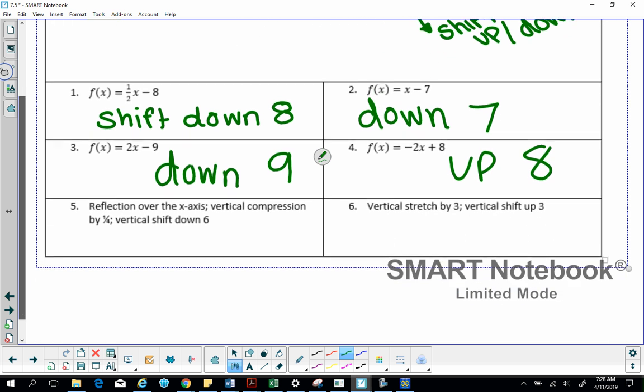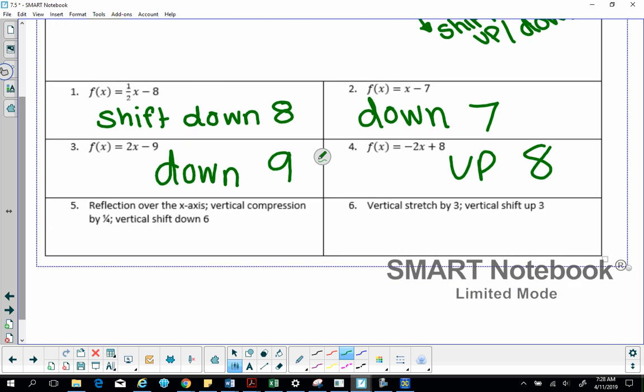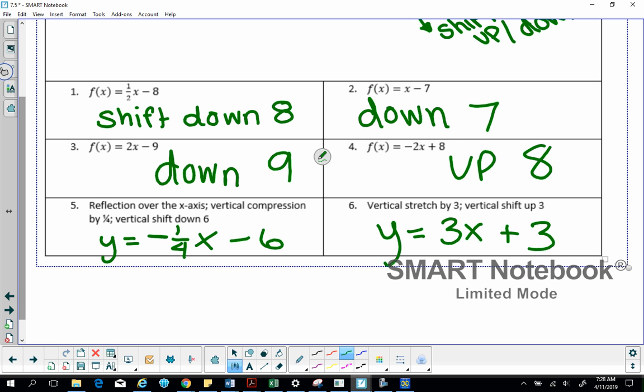And then they want us to write this. I don't want you worrying about this, but reflect over the x-axis we know is always negative, but you're not going to be dealing with that in linear equations. A vertical compression of 1/4. We don't really see that in linear, though. It's basically just your slope. But if it's down 6, what do I put at the end? Yeah, minus 6. And then vertical stretch of 3, you can just write 3x as your slope. And if it's up 3, what do we put at the end? Okay. Easy enough, right?